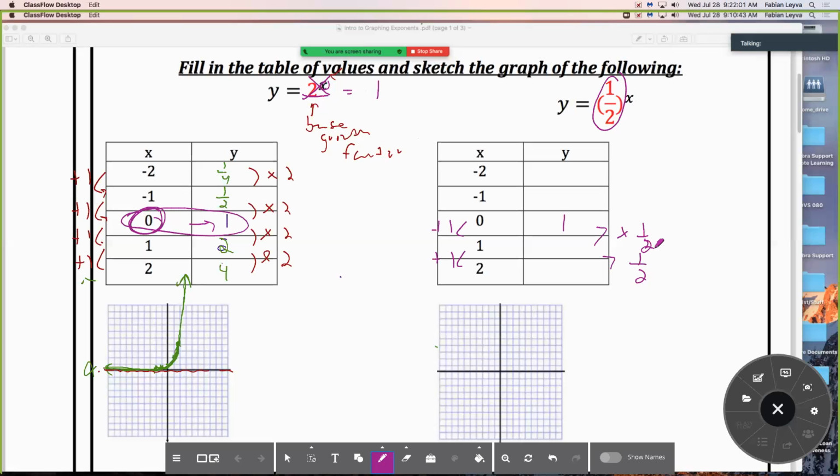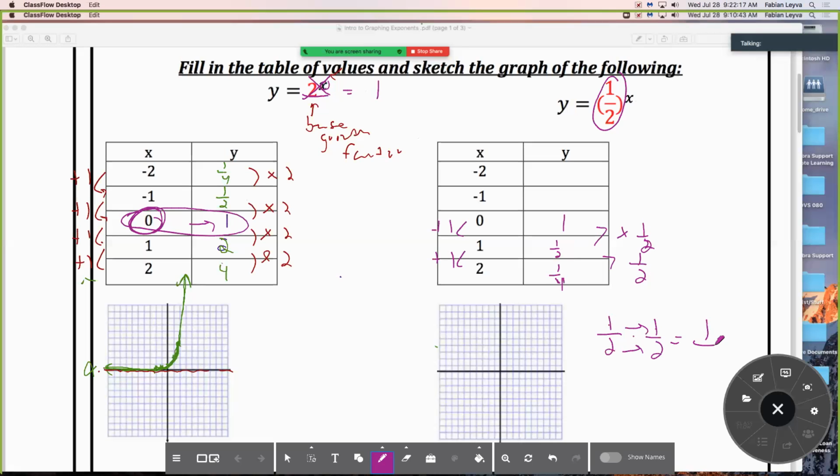1 times 1/2 is just 1/2. 1/2 times 1/2 is 1/4. If you don't quite remember how to multiply fractions, I'm going to show you how to do 1/2 times 1/2. All you have to do is multiply across. What I mean by across is numerator times numerator, denominator times denominator.